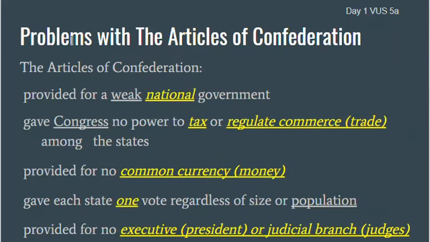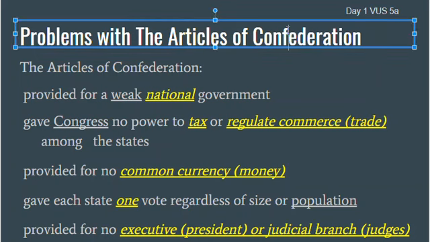So now, here are some of the problems with the Articles of Confederation. Ultimately, it didn't work. We don't have the Articles of Confederation. We have what's called the Constitution. This is why the Articles of Confederation didn't work. It provided for a weak national government. If Massachusetts was doing something different than Virginia, there was no national government to tell them to stop. Each state was doing their own thing.